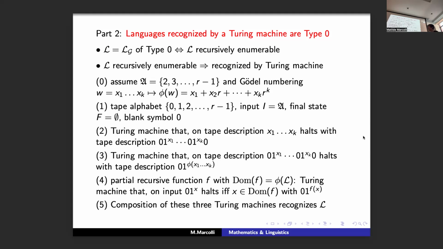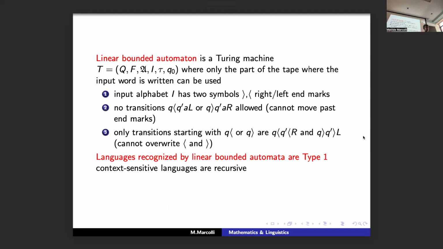And then, if you have a partial recursive function whose domain is the image of your language under this Gödel numbering, then you will have exactly that. The Turing machine would halt on the elements in the domain of this function, and it will halt with an output that encodes the value of the function. So combined, this gives you an explicit description of a Turing machine that recognizes this language. This is the relation between being recursively enumerable and being semi-computable: if the Turing machine stops, then the output is a word in your language. But of course, it could be that the Turing machine runs forever and does not necessarily stop.